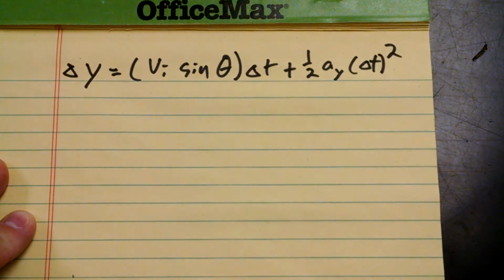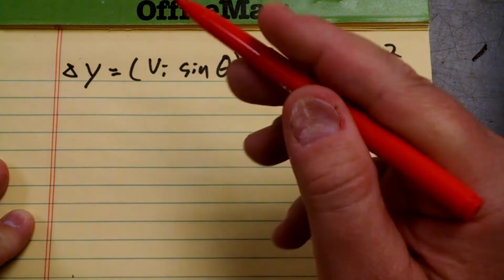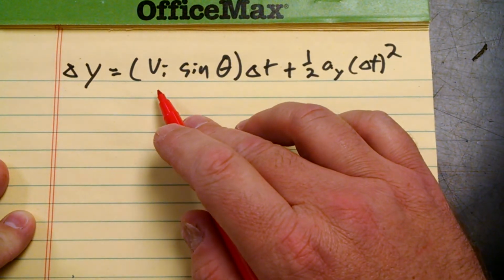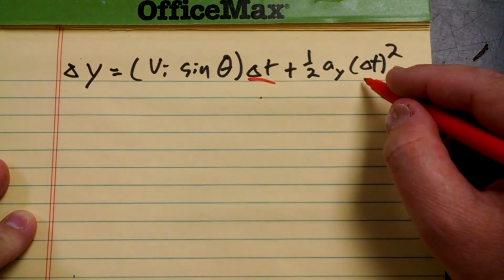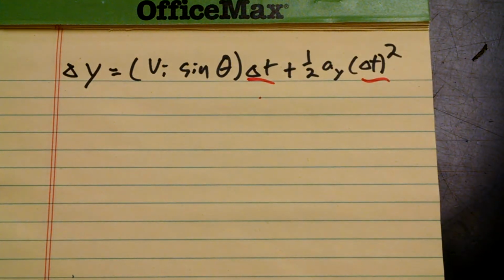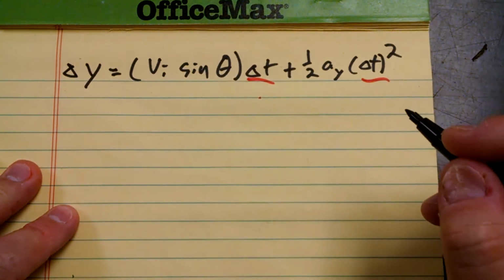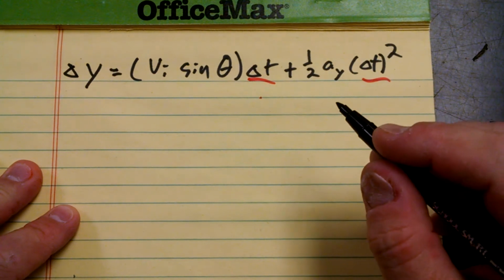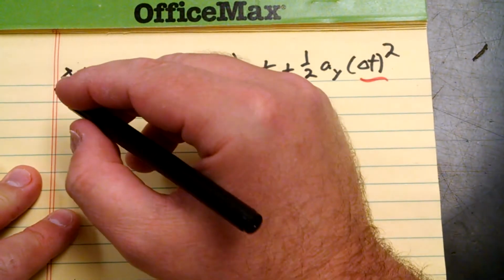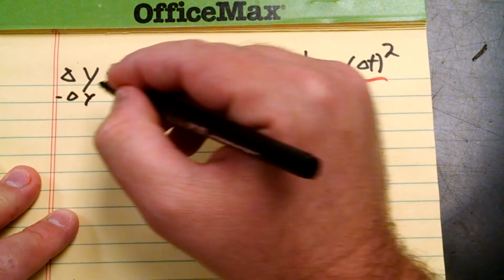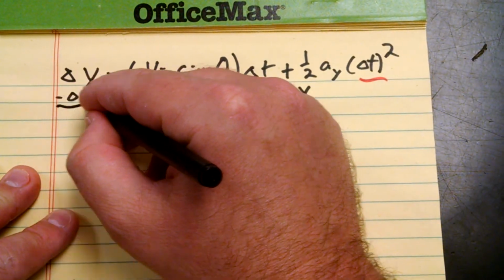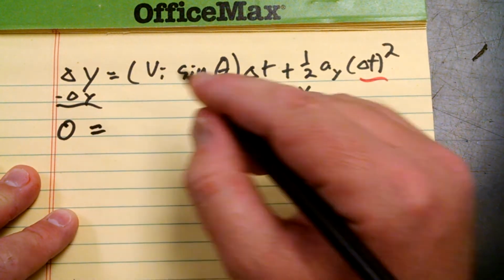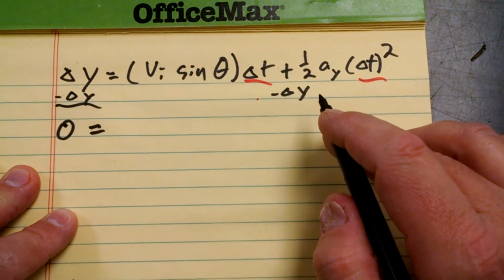Okay, now here's the problem. We know everything. We know our delta y, our vi, we know the theta, but we don't know the time. So we need to find a way to determine that time. Okay, so what we're going to do is a little bit of manipulation, one that wouldn't occur to most people right off the bat. I'm going to minus delta y from both sides. So of course this side is going to be 0, and negative delta y is going to be on this side.